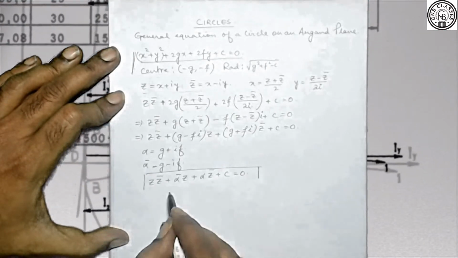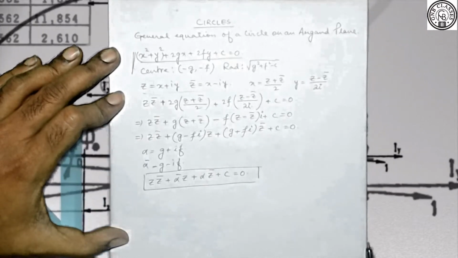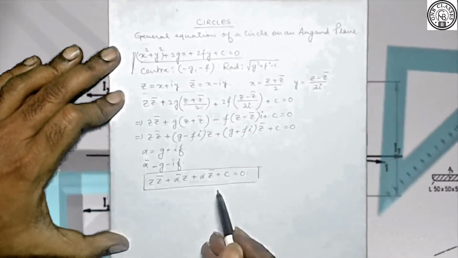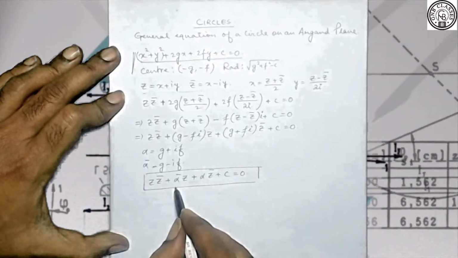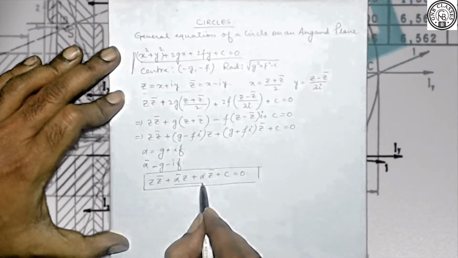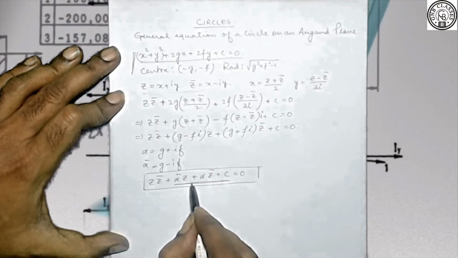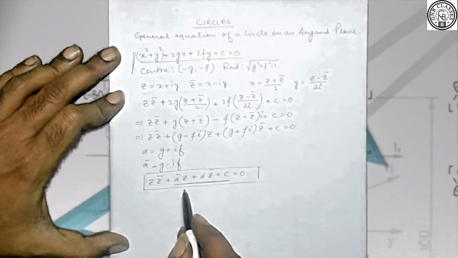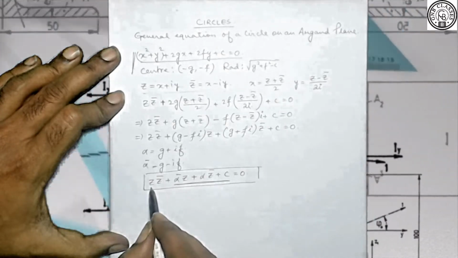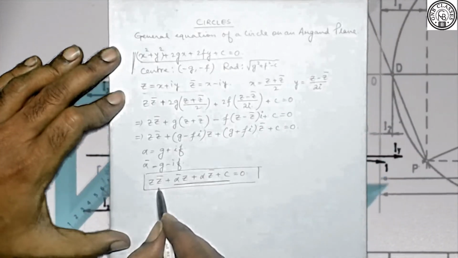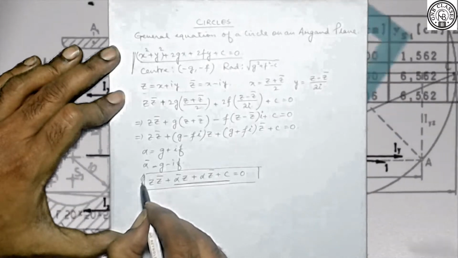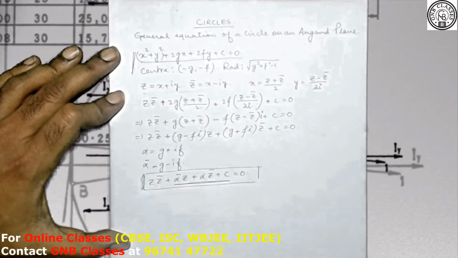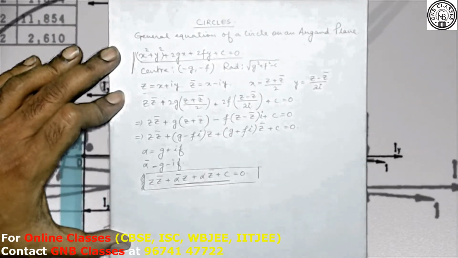And this is the general equation of a circle on an Argand plane. Look at it very carefully. It is very easy to remember. We know that the equation of a straight line is something like this. This part represents actually in the complex plane the general equation of a straight line. So along with that, you have just added z z bar. So that gives you the general equation of a circle on a complex plane. It's easy to remember. No problem.